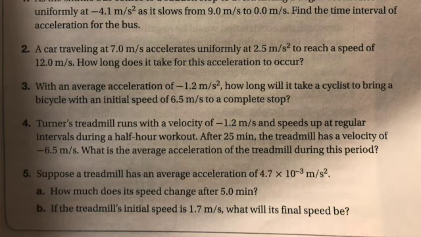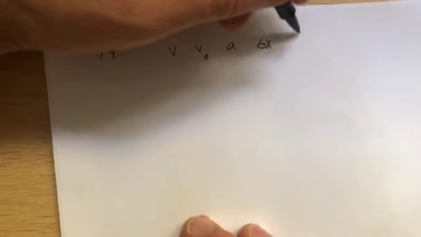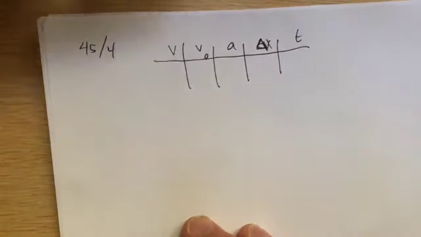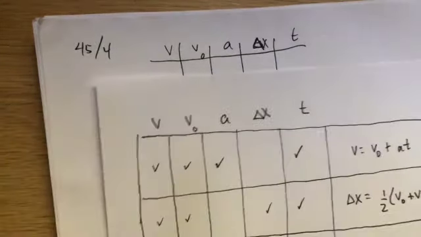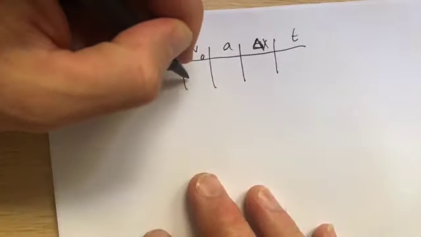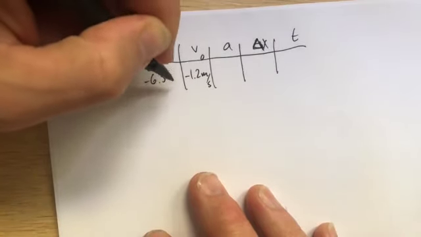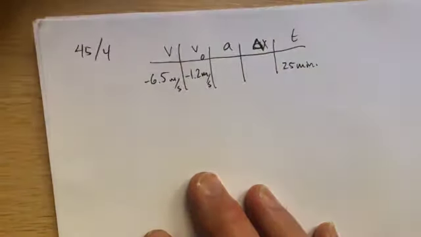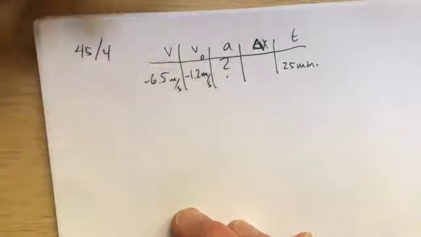So you might be saying, I have no idea where to start. This is where you start: V, V naught, A, delta X, T. You write this down every single time because it matches up perfectly with the notes, and it will help you. So it starts out with a velocity of negative 1.2 meters per second. It goes up to negative 6.5 meters per second, and it takes 25 minutes for that to happen. And the question is, what is the average acceleration? It doesn't say how far you go or anything like that.